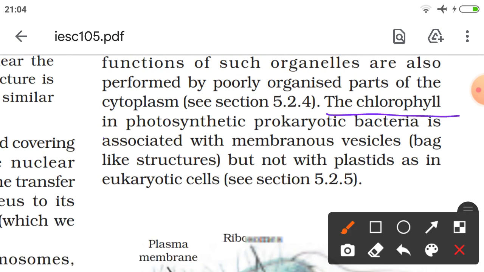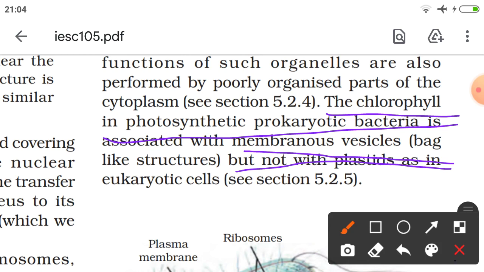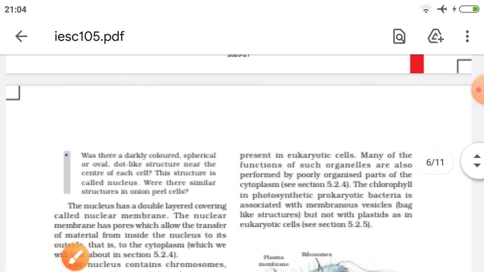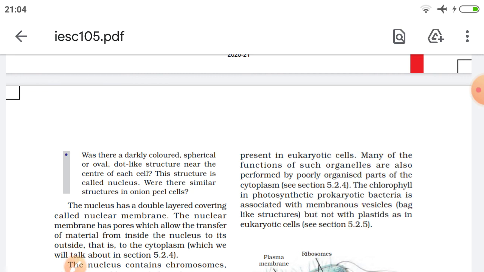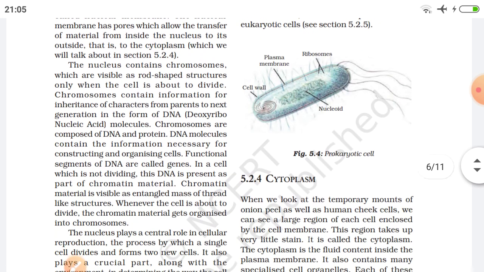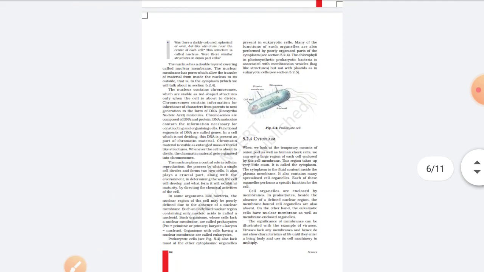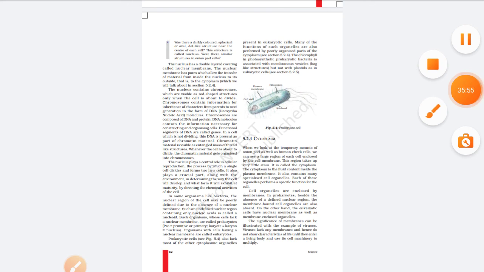The chlorophyll in photosynthetic prokaryotic bacteria is associated with membranous vesicles, but not with plastids as in eukaryotic cells. So if a bacterium does photosynthesis, it contains chlorophyll, which is your plastid.